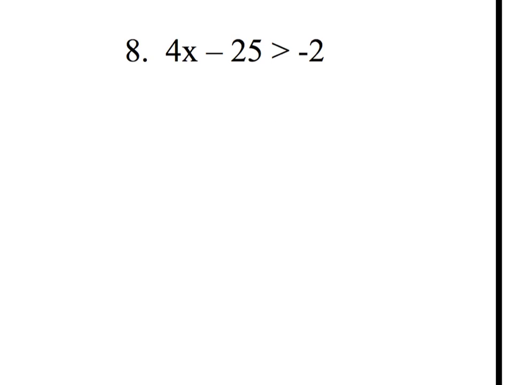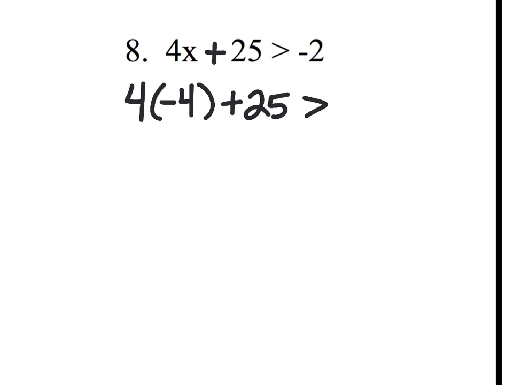Last one. I made a typo here. This should say plus 25. Can you please change it on your paper? Now we're going to substitute. So I'm going to substitute where I see the x, I'm going to put in negative 4. So now it says 4 times negative 4 plus 25 is greater than negative 2.